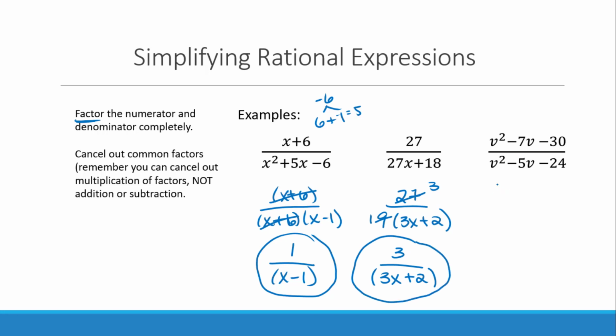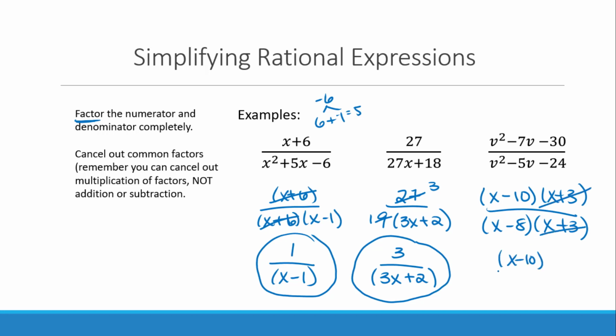And then right here, I'm going to go ahead and factor my numerator for the sake of time. I'm looking for what multiplies to give me negative 30 and adds to give me negative 7. So that's going to be x minus 10 and then x plus 3. Down here at the bottom, what multiplies to give me negative 24 and adds to give me negative 5 is going to be x minus 8 and then x plus 3. Notice I have common terms, so I'm going to cancel those. And then my final answer is going to be x minus 10 all over x minus 8.